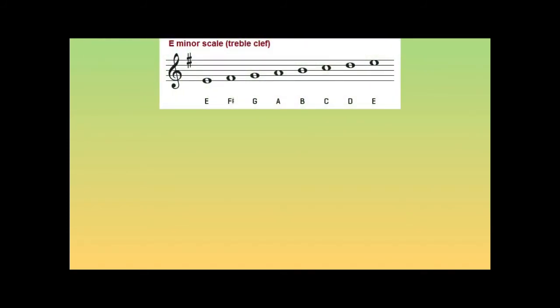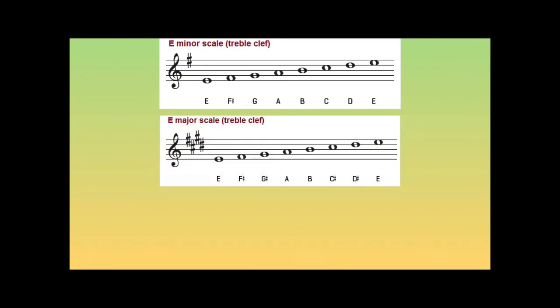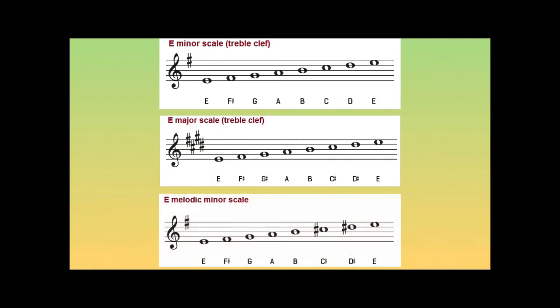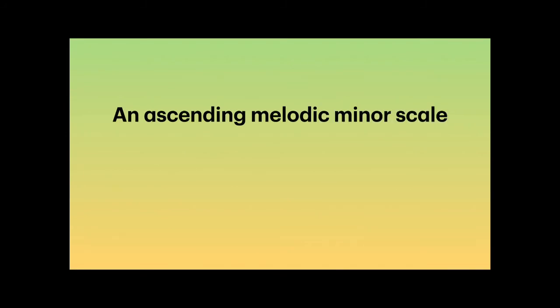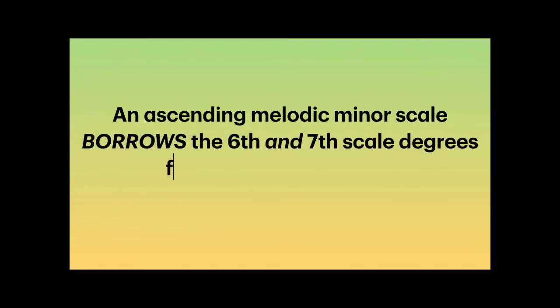Let's see what it looks like on a staff. Here's our E natural minor scale. Here's our E major scale, the parallel major. Now we will see what we borrow from major to make this melodic minor. Notice that the key signatures of the first and third scales are the same, 1 sharp, and that's F sharp. But for E melodic minor, we borrow 2 pitches from our parallel major. An ascending melodic minor scale borrows the 6th and 7th scale degrees from the parallel major.